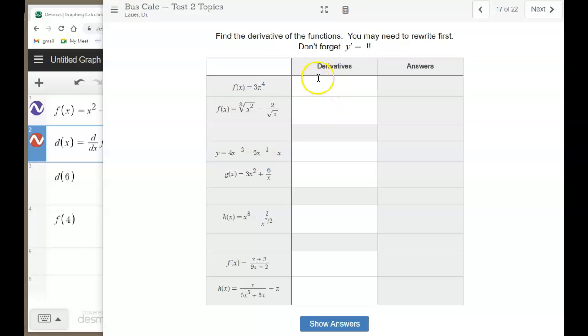So sometimes you have to rewrite them first. So the derivative of a constant, this is a constant. There aren't any x's in here. The derivative is 0. For this one, I need to rewrite it first. So let me write this as x to the negative 2 divided by 3 minus 2 times x to the negative 1 divided by 2.